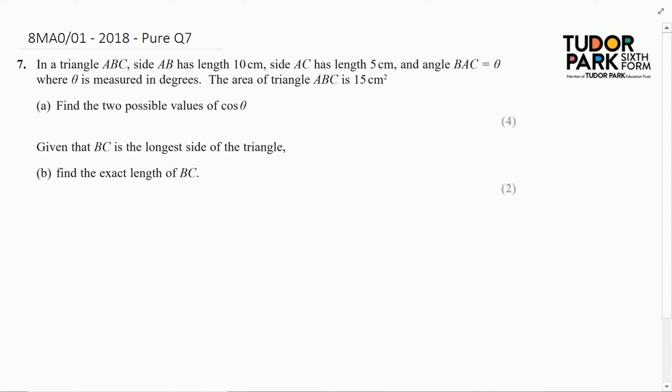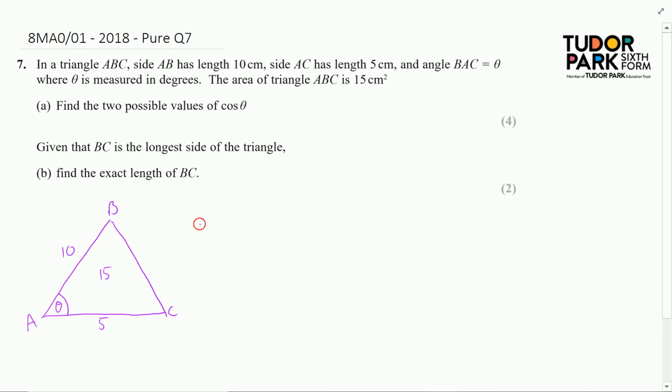Question 7 is a trigonometry based question that doesn't have a diagram, so the first thing I'm going to do is take that information and add it to my own diagram. Triangle ABC, not drawn accurately, looks like this, where AB is the length 10 and AC has a length 5, and B to A to C is the angle theta. And I'm also told that the area of this triangle is 15.